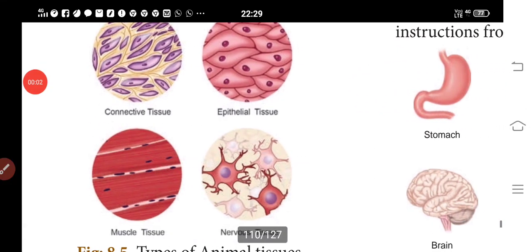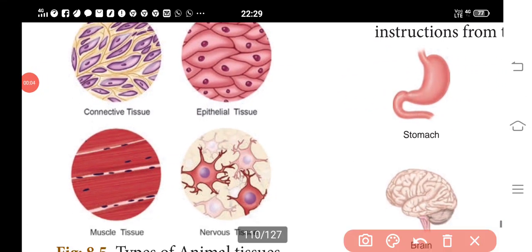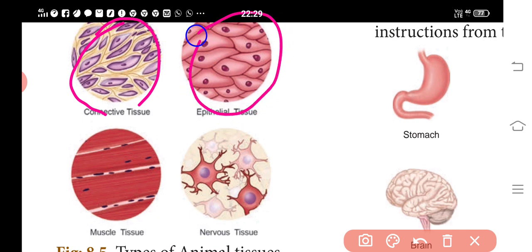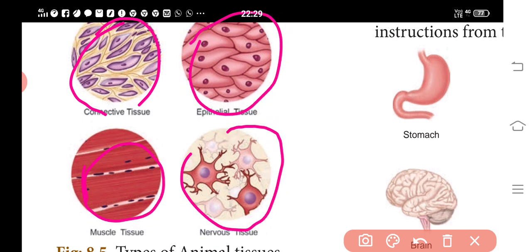This one is the connecting tissue. So these are the epithelial tissues, the muscle tissues, and the nervous tissue.